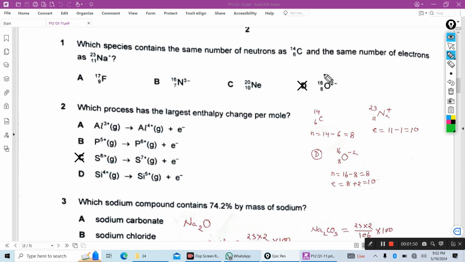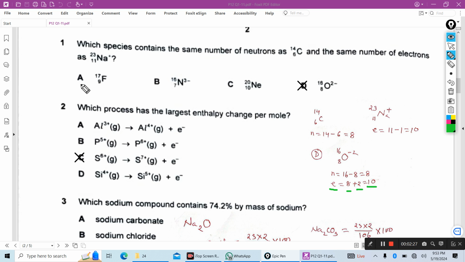Now you see, in answer D, oxygen 8, 16, the number of neutrons is 16 minus 8, so the same number of neutrons. And the number of electrons is 8 plus 2 electrons more, so the number of electrons is 10. So the answer is D.